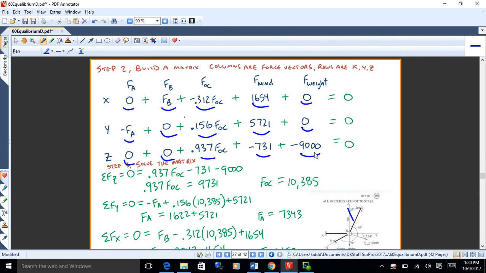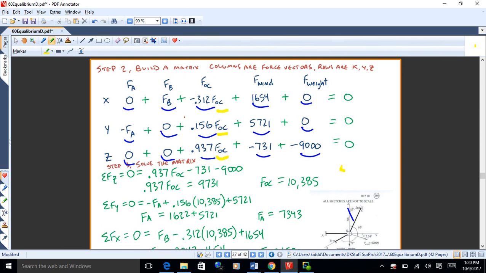So using the z row, I can solve for FOC, it's 10,385. That's the magnitude of the force in that wire that goes from O to C. It's 10,385 newtons, I assume there, yeah, newtons, okay? Now I can take that and plug it in for all 3 FOCs, all right? So once I found that magnitude, I can plug it in for all 3 of those, okay?